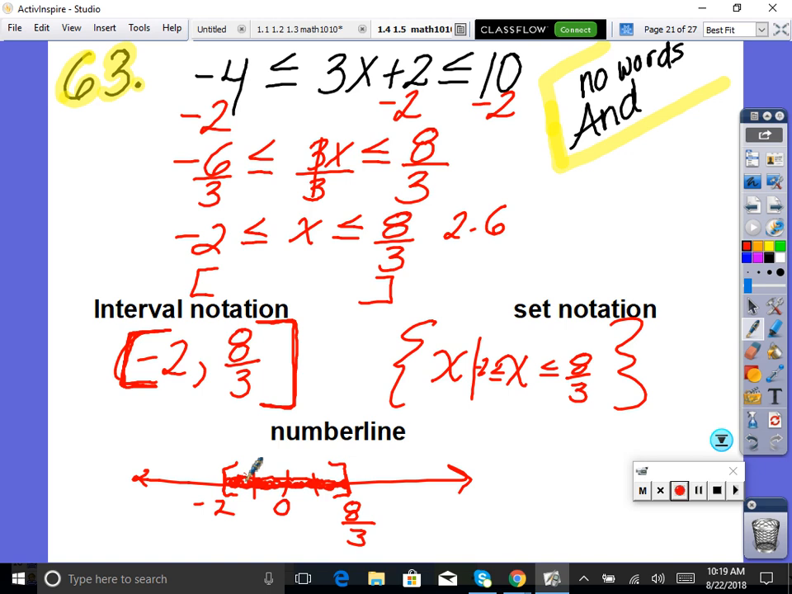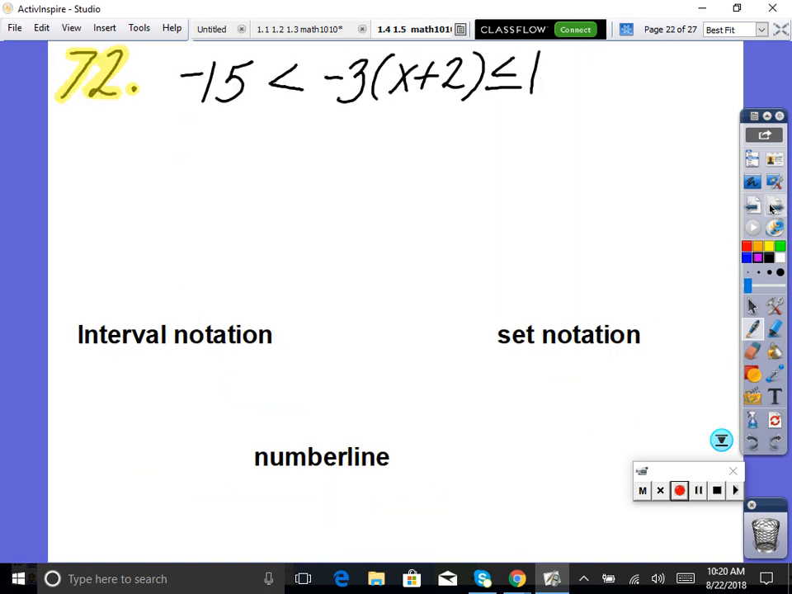No words, it always means and, never or. Okay, let's do some ors now. Ors are actually easier. Ands are the hard ones. Do you want another and one, or do you think you're good? I mean, with this one, you're good. Well, what would I do? Divide by -3, do I need to change my sign? You'd be good? Okay. Yes.